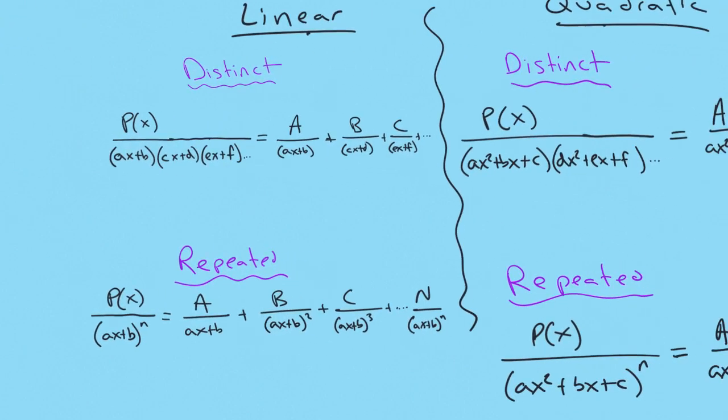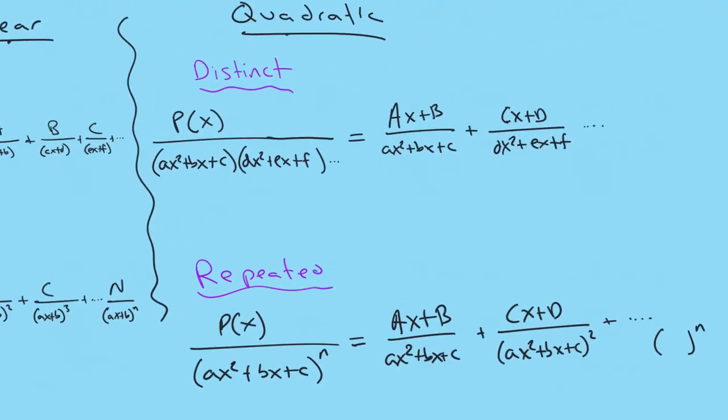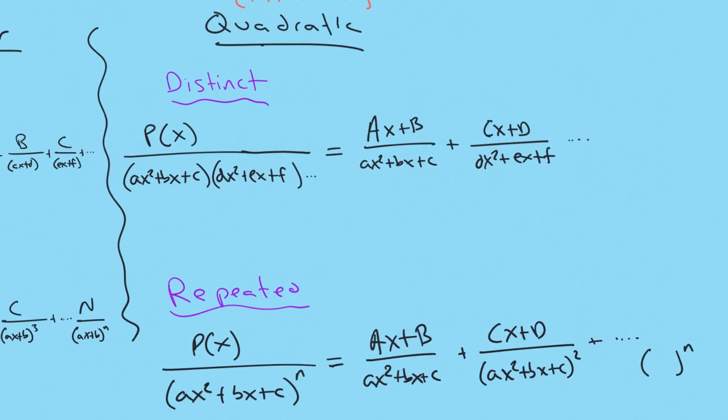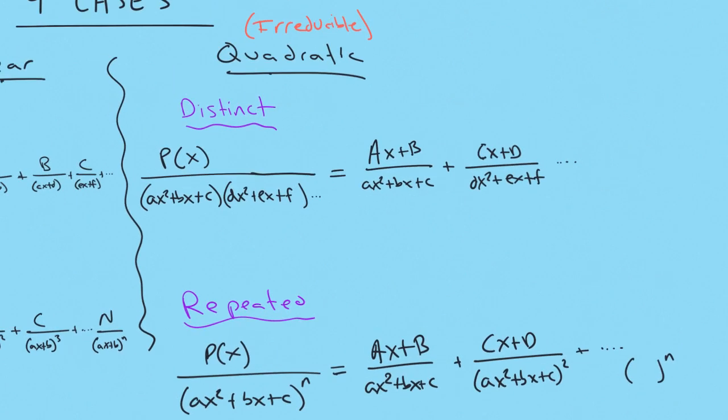Then we can talk about irreducible quadratics. And the pattern is sort of the same. The only difference is that when we have irreducible quadratic factors in the denominator, we end up with linear terms on the top of each separate fraction. So I have these factors in the bottom. They cannot be factored any further, but they're quadratic. So I get capital Ax plus B over the first quadratic plus Cx plus D over the second quadratic, and we would continue that on.